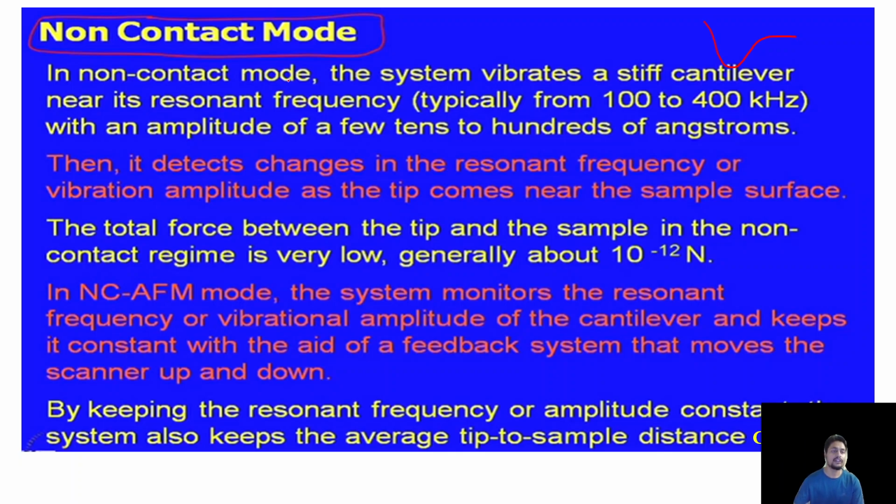So this is the non-contact mode. This is the point of contact. In this regime, something is working that is in the non-contact mode. So in this process, what happens normally? This is the tip, this is the surface.